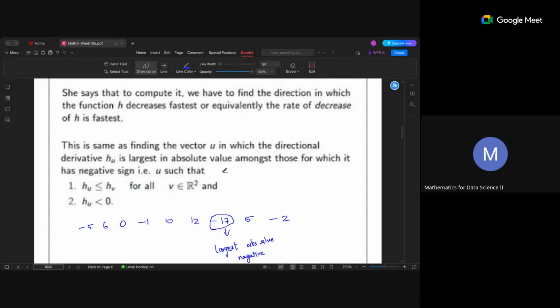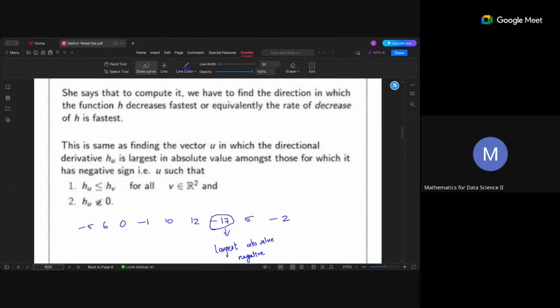You need to find that the directional derivative hu is less than or equal to hv for all v in R2, right? For example, you see that this value is less than all other values. But here you have to look for all the vectors in R2, and then it should also be negative. So either you can put it as the one which is having largest absolute value with negative sign, or you can say that hu is less than or equal to hv for all v in R2 and hu is less than 0.